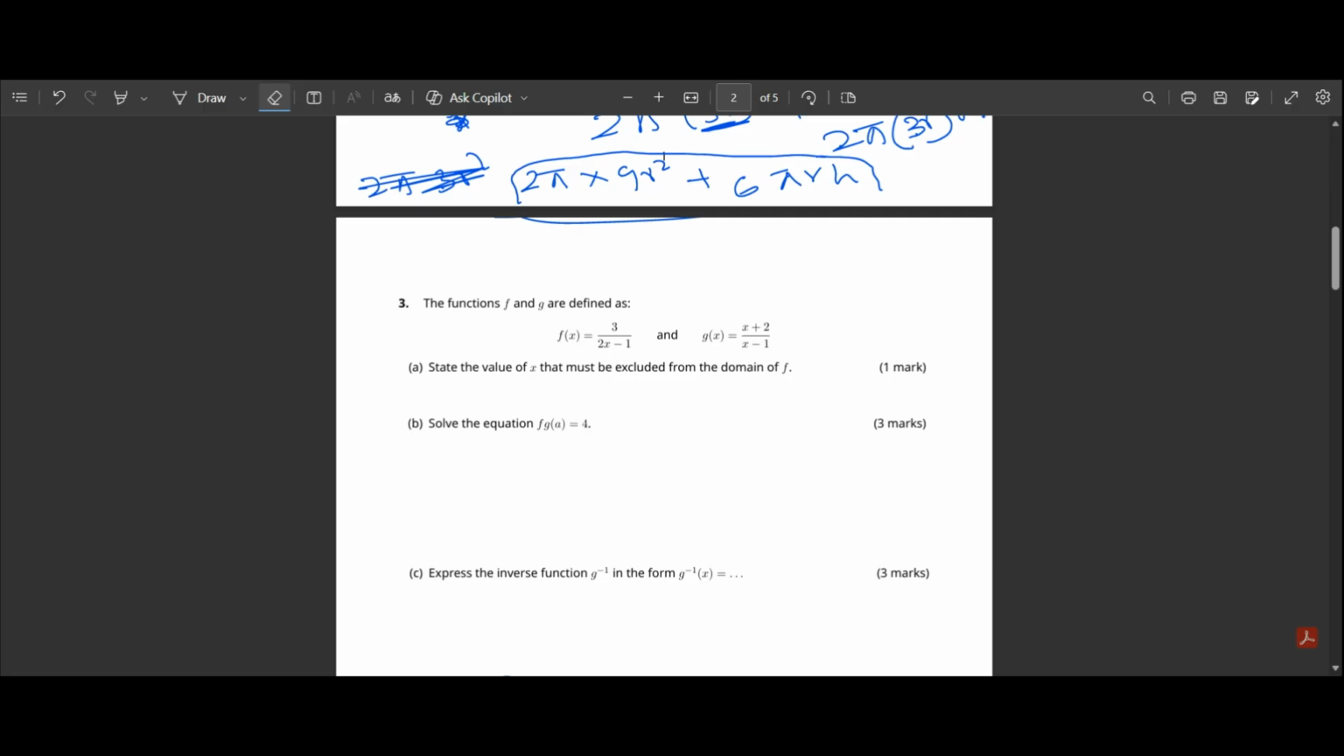So see here, state the value. Okay, wait, I will select the pen. State the value of x that must be excluded from the domain of f. If you see the question, there are two functions. One is f(x), one is g(x). The first question is about f. So this is the function. What is the question? State the value of x that must be excluded from the domain.